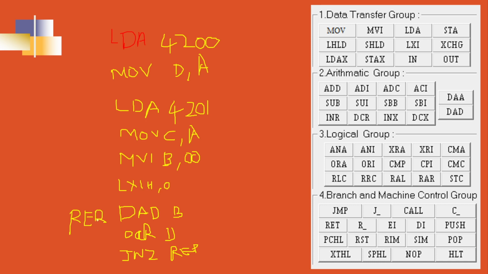As it is a bit difficult to write with the mouse, please excuse my handwriting. So repeat here. After that, the answer will be available in the HL pair, which has to be stored in consecutive memory locations. For that we use SHLD. For a 16-bit answer we can use SHLD with address 4202, then halt. So this is the program for multiplication of 8-bit numbers by repeated addition.